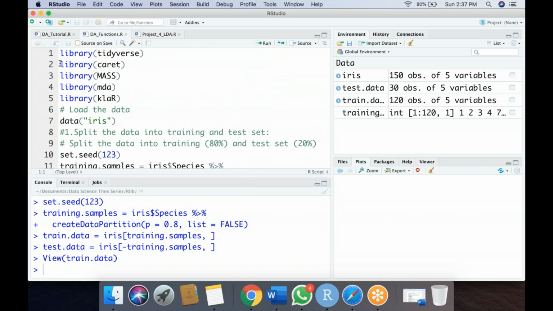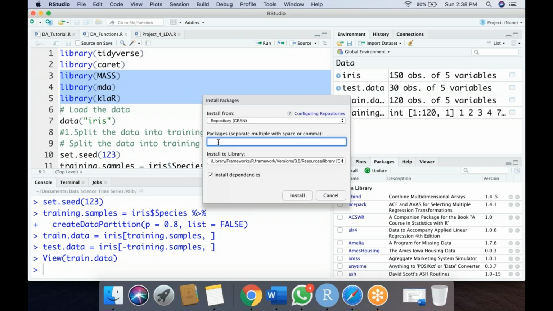And then I will request you to quickly install these libraries. Tidyverse we have already pre-installed. Caret is also pre-installed. I will request you to install these 3 libraries: MASS, MDA, and KlaR. You can do it together. You can go to the packages. I'm not doing it because it's already installed. You can write like this. You don't have to install it one by one.